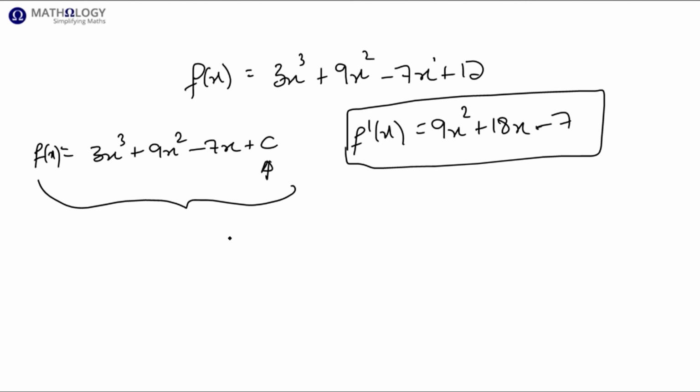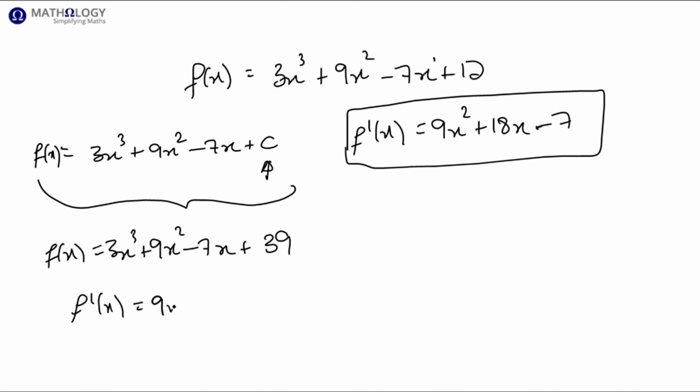So, for example, if we had the function f of x equals 3x cubed plus 9x squared minus 7x plus 39, then we differentiate this function, we're going to get 9x squared plus 18x minus 7. The derivative of a constant, regardless of the value of the constant, is always going to be 0. So that's why we have a family of solutions whenever we integrate a derivative function to find the original function. And that is the essence of integration.